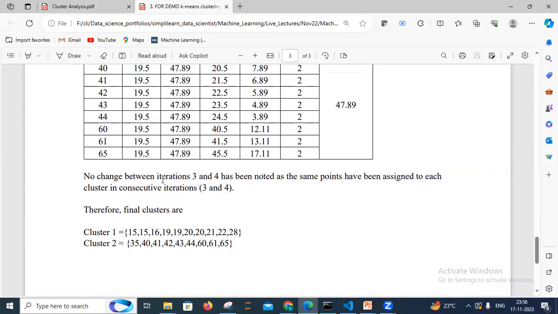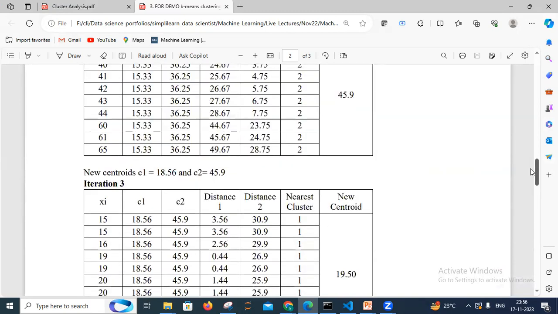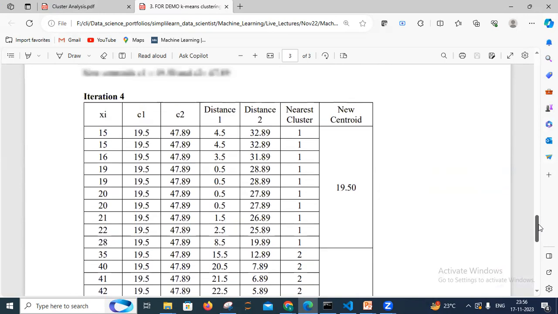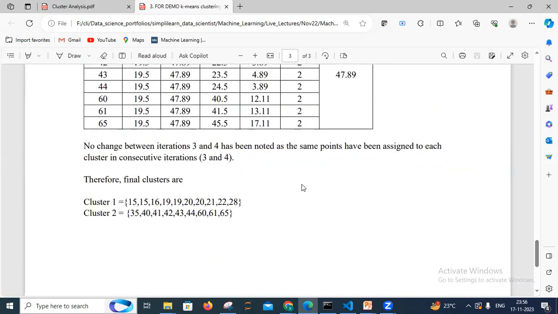There are no changes between iteration 3 and iteration 4, as the centroid is 19.50 in both. It is noted that the same points have been assigned to each cluster in consecutive iterations. Therefore, we stop here because we got the optimization at iterations 3 and 4. So cluster 1 has the values 15, 15, 16, 19, and cluster 2 has the optimized remaining values.